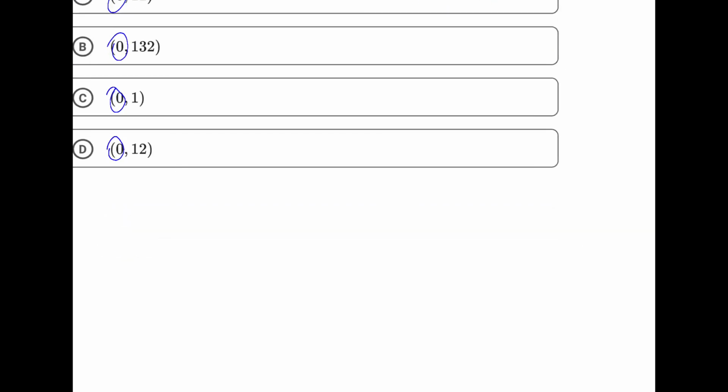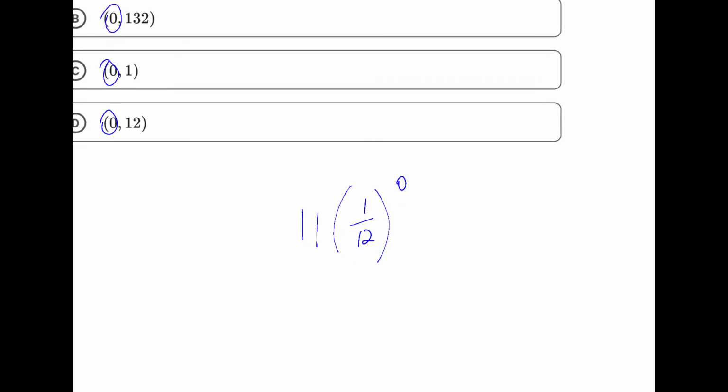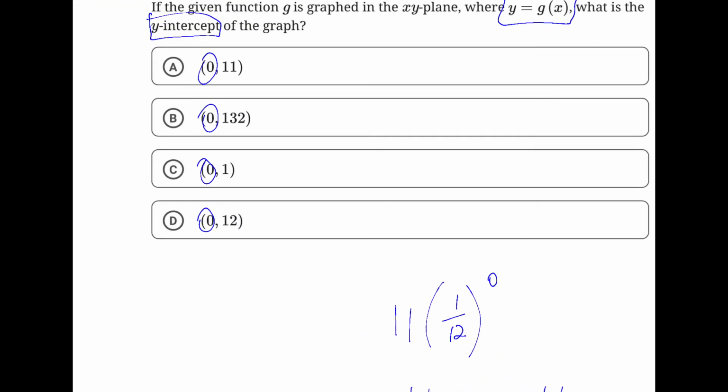So you have to remember an exponent property, because if this is our function and we're taking it to the 0 power, anything to the power of 0 is 1. So this becomes 11 times 1, which is just 11.